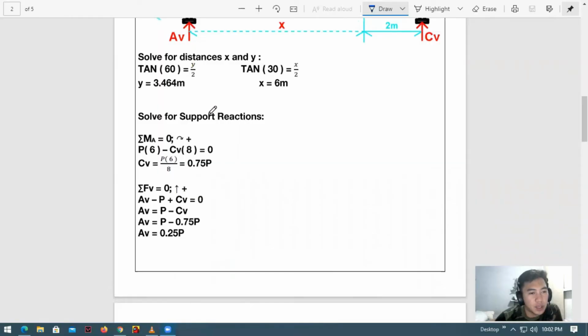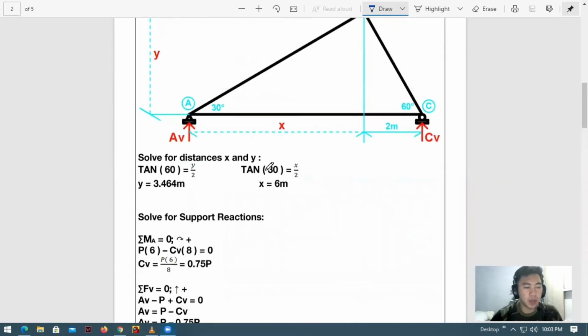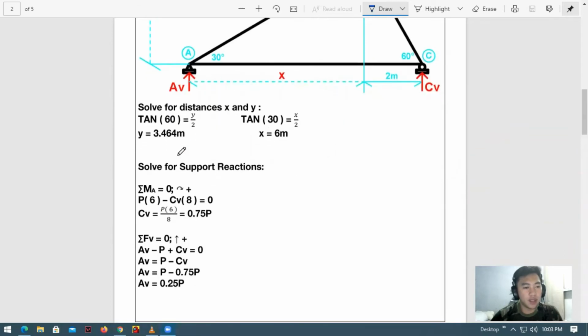In solving the support reactions, summation of forces is equal to 0, and summation of moments with respect to A is equal to 0. Counterclockwise is positive. Solving this, we get the value of CV, which is equal to 0.75 P. Since we are able to solve for CV, it is easier to solve AV using summation of vertical forces.